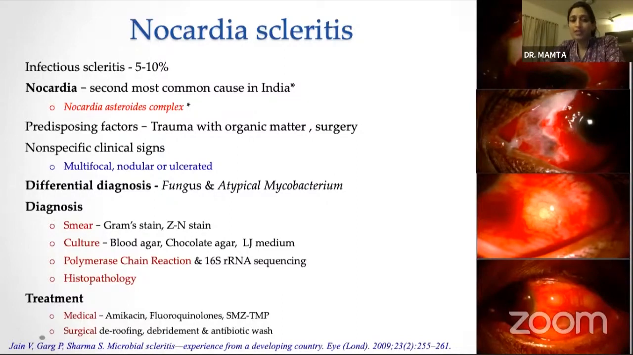Treatment is both medical and surgical. Medical is amikacin, which is the most important drug and responds beautifully in all the cases, but we can also add on fluoroquinolones and cephalosporins. And surgical de-roofing, debridement, and antibiotic wash has an additive effect, which debulks the infectivity and also enhances the penetration.